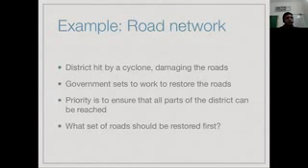Suppose we are in a district which has a road network, and after a bad cyclone, the roads have all been damaged. So the first priority of the government is to restore the roads so that relief can be sent to various parts of the district and also people can start moving around again. So the priority is to restore enough roads so that everybody can move around. So the first criterion for the government to restore roads is to ensure connectivity. Given this, which set of roads should the government restore first?